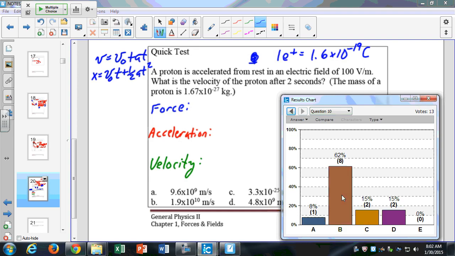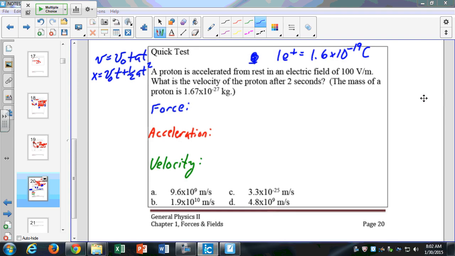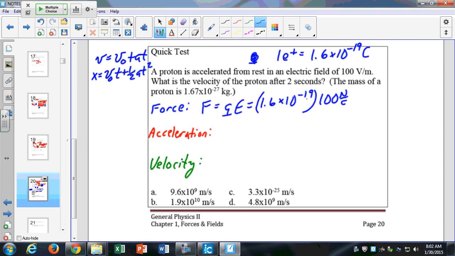I think B is right. I'm pretty sure it is. So first I want to find my force. F equals QE. That's going to be 1.6 times 10 to the minus 19 times E, which was 100 newtons per coulomb. It's in coulombs. And so that's 1.6 times 10 to the minus 17 newtons.